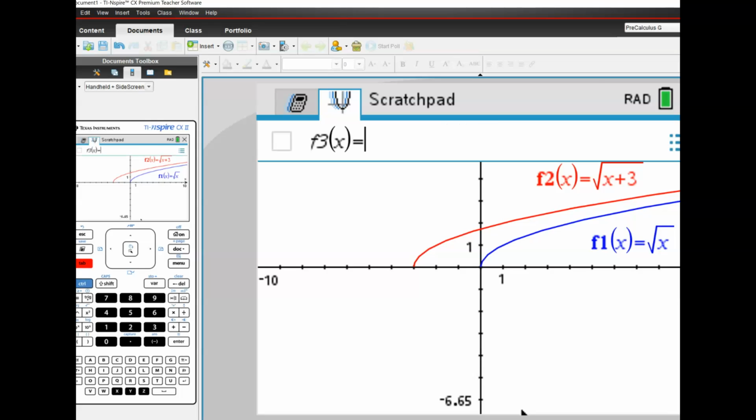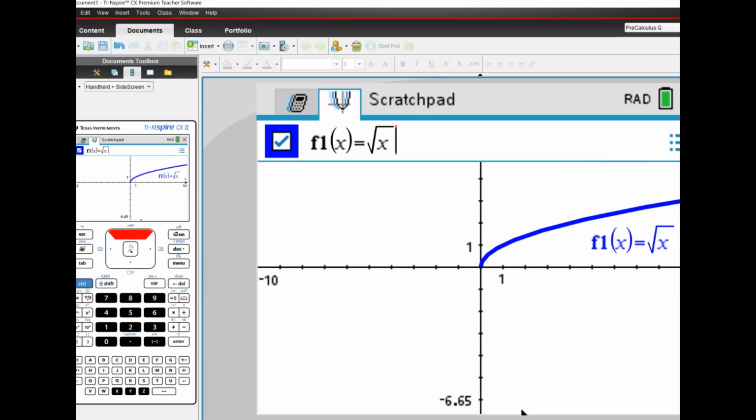My command line is gone, so I have to push tab. Oh my gosh, it says f3 of x, but I need to get to my first 2 functions, so I have to scroll up. And then I delete till I reach the equal sign. Scroll up until I reach f1 of x. Delete till I reach the equal sign. And then I can put 2 to the power of x.